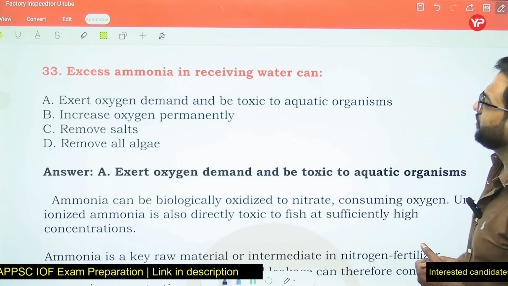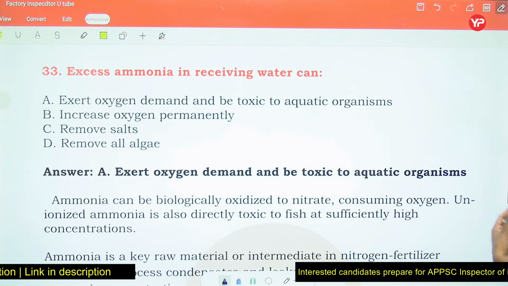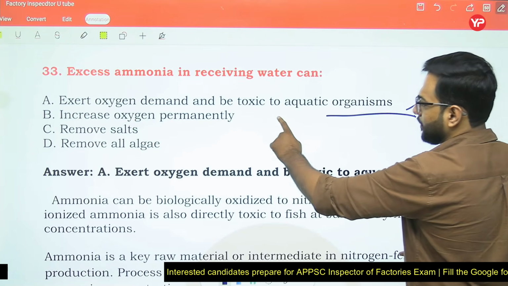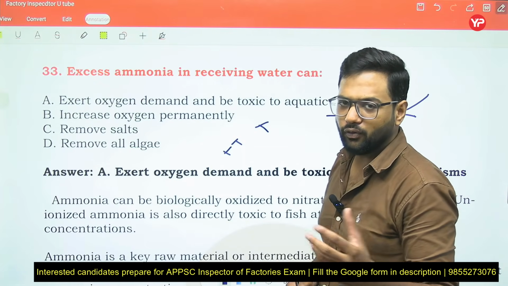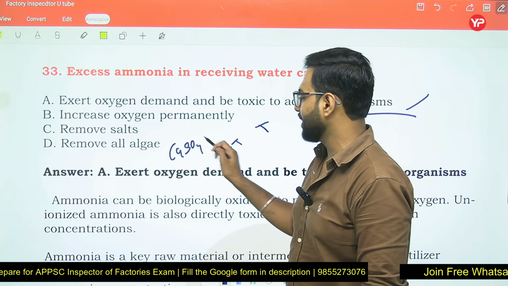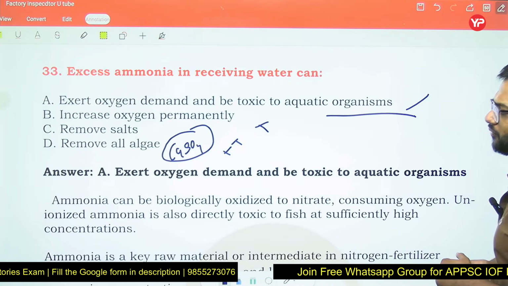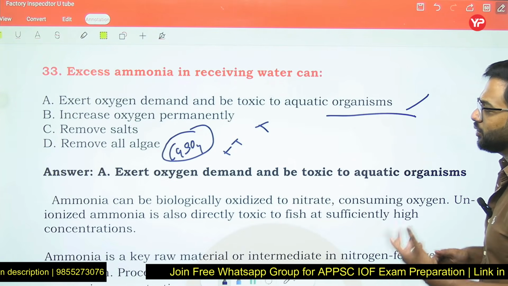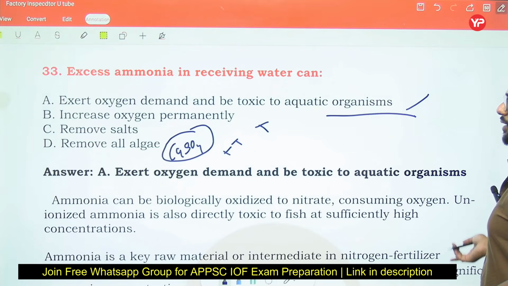Excess ammonia in receiving water can exert oxygen demand and be toxic to aquatic organisms. Increase oxygen permanently, remove the salts, remove all algae. No, for removal of algae, we can use copper sulfate, a chemical that has algaecidal properties. Excess ammonia present in the receiving water will exert high oxygen demand and will be toxic to aquatic organisms.